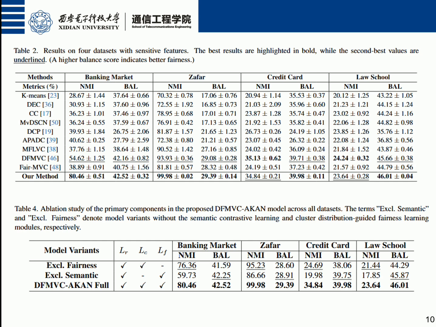Table 4 presents the ablation study. Removing the fairness module leads to a clear drop in BL, showing its importance for fairness. Removing the semantic contrastive module also reduces both NMI and BL, indicating its contribution to both clustering quality and fairness. Only the full model, with all 3 losses, achieves the best results in both metrics.